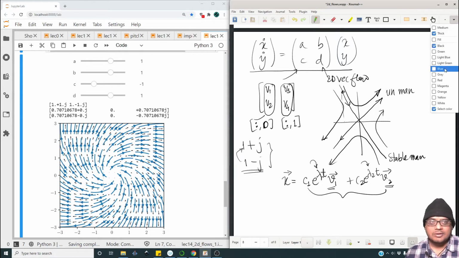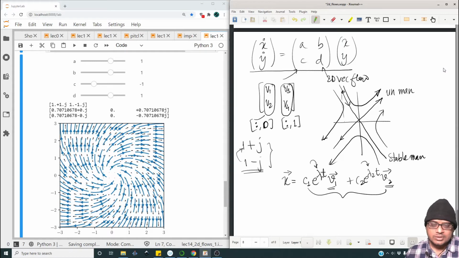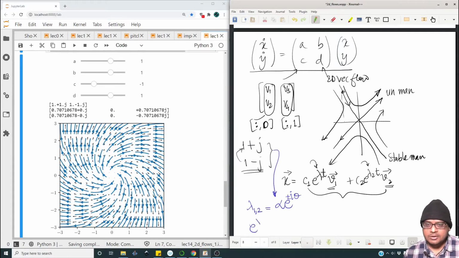But what is going on when the lambdas become complex? Lambda 1 comma 2 can be written as alpha e raised to plus minus i theta. This is like the polar representation of a complex number. We're essentially representing this in a polar form. So e to the power lambda 1 comma 2 t is simply going to be e raised to alpha t times e raised to plus minus i theta t.